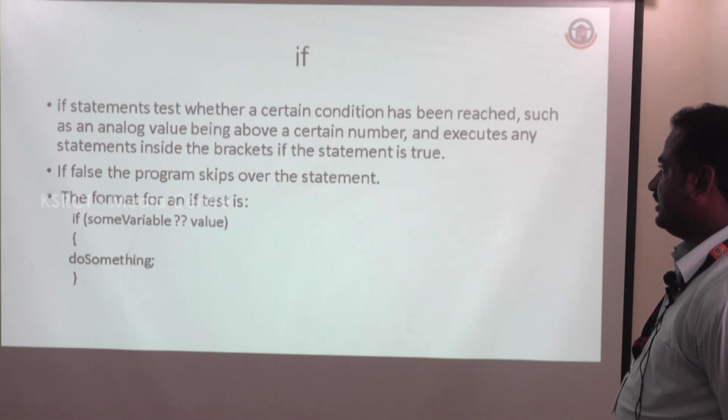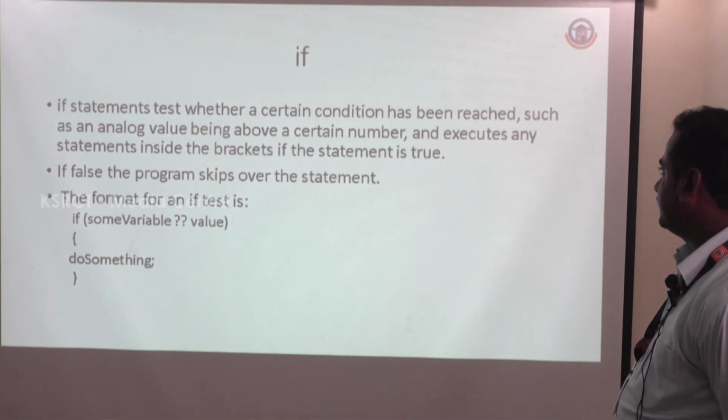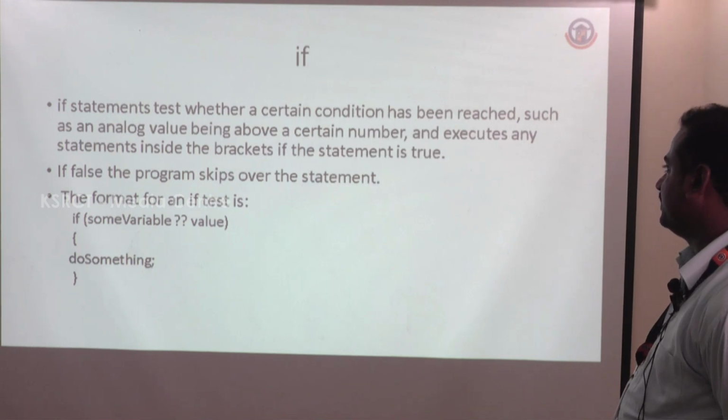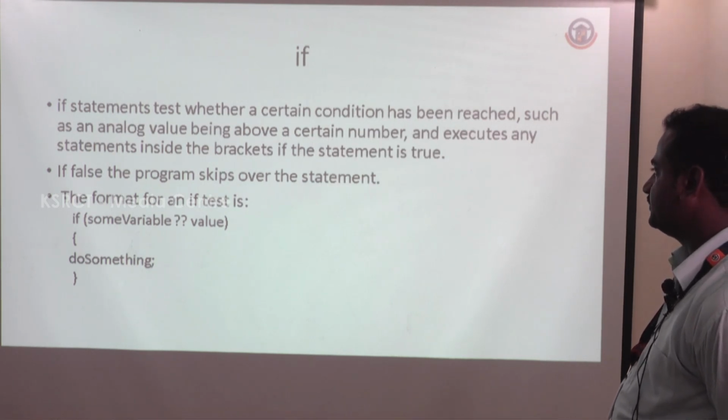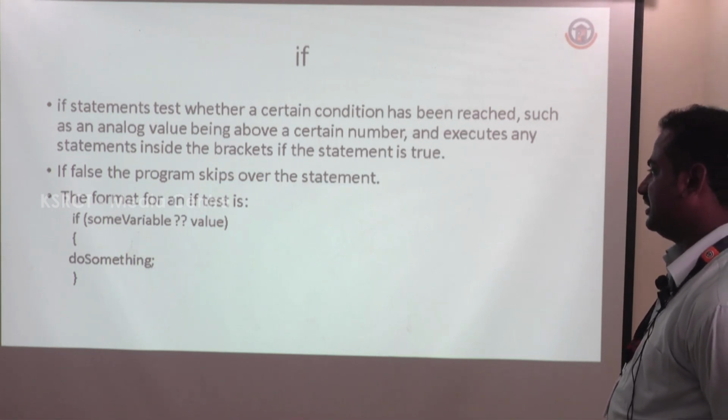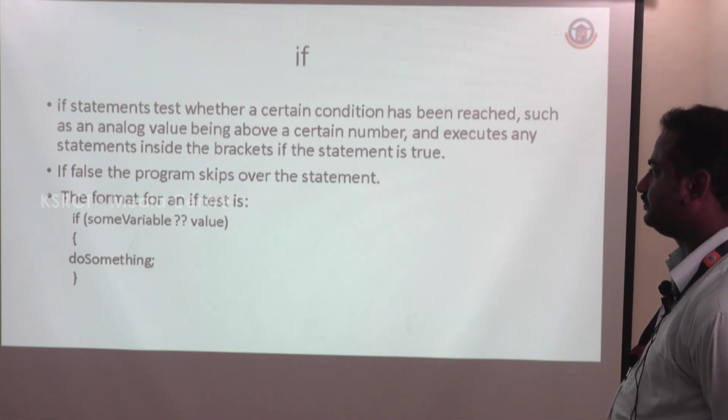Next, the if statement tests whether certain conditions have been reached, such as an analog value being above a certain number, and executes any statements inside the brackets if the statement is true. If false, the program skips over the statement. The format for an if test is: if some variable value, and within the brackets you have do something.